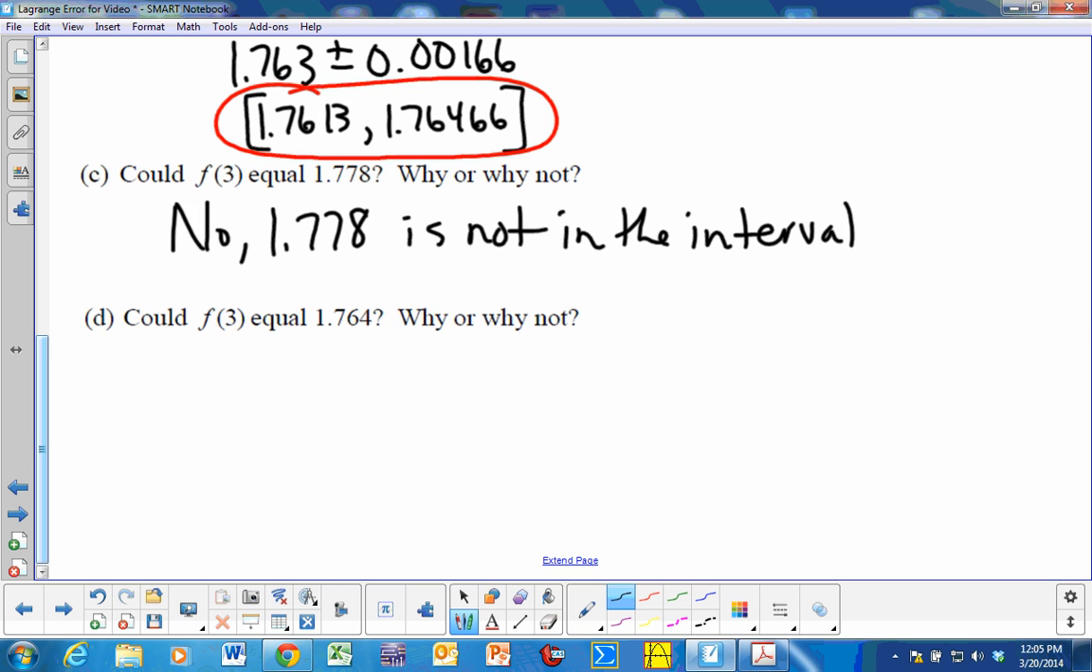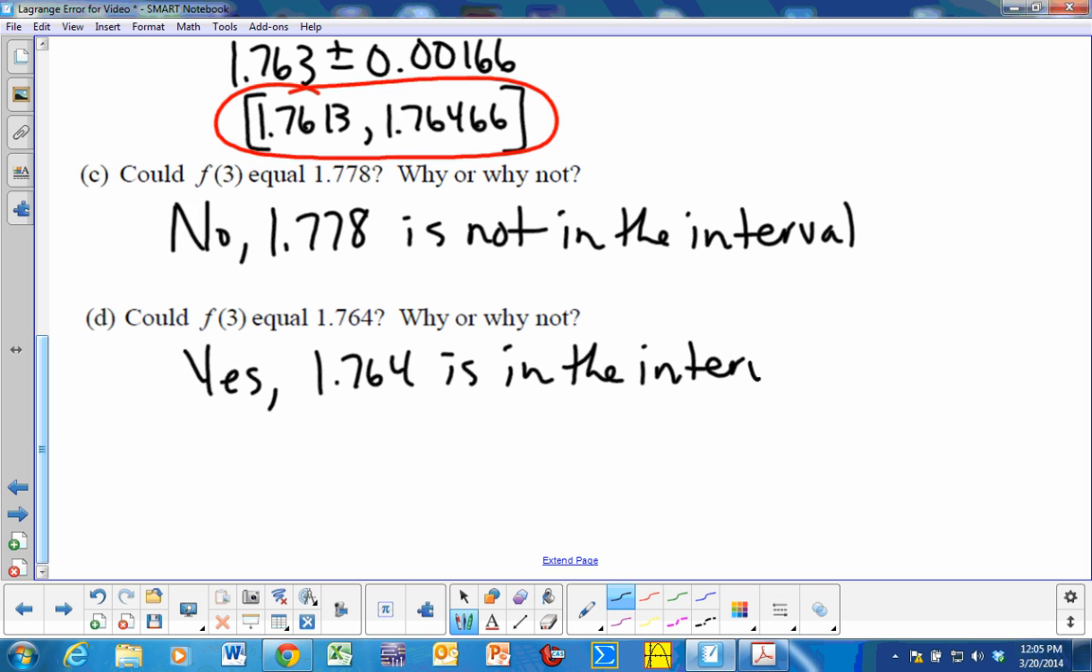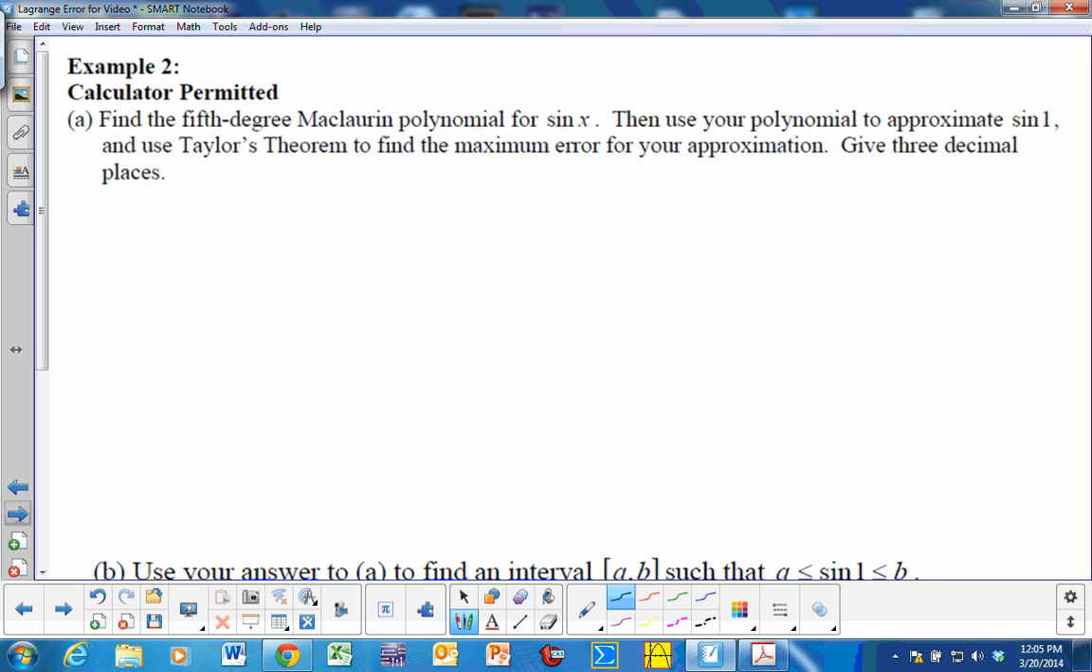Now D says, could f of 3 be 1.764? Well, look at your interval. 1.764 is in there. So yes, 1.764 is in the interval. So that is a possible value for the function because it is in that interval. That's all we're trying to do, give a range of values that says our real function value is somewhere in there. And if you look at it, we're pretty close. Even with 4 terms, we were pretty close.